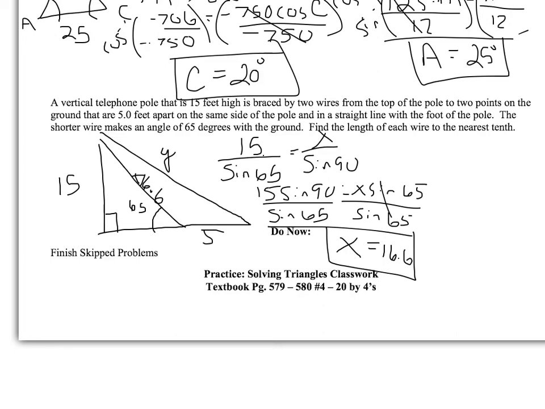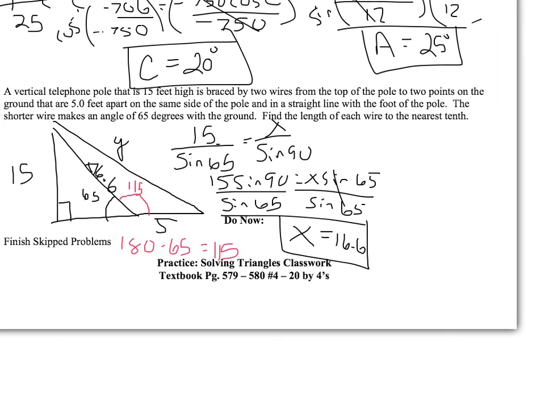Now, alright, we have to find that third side, that y right there. Let's see what I am given here. I could find this angle right here, and then use my law of cosines. That angle right there is going to be 180 minus 65, because that makes a straight line, so it adds up to 180 degrees, so 115. I could use law of cosines now to find y.